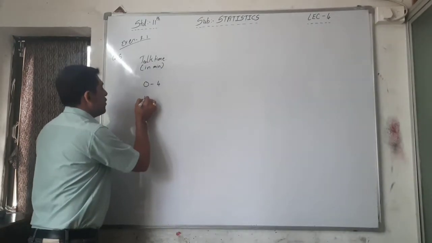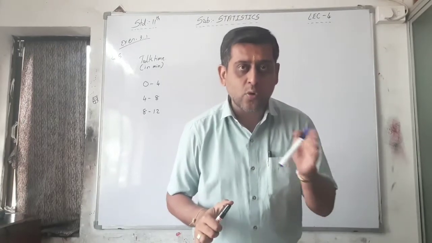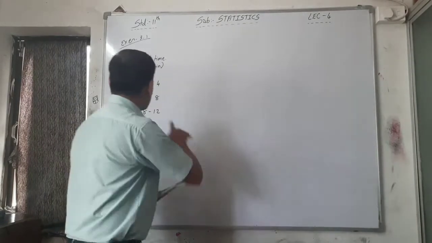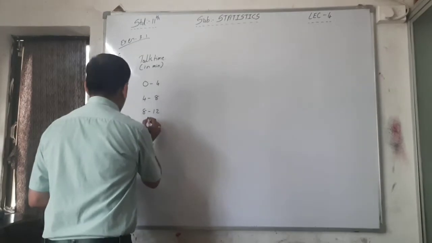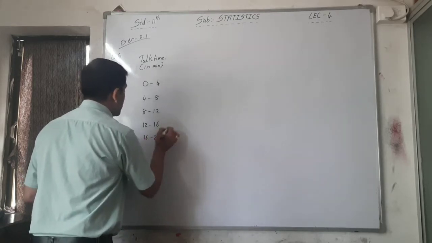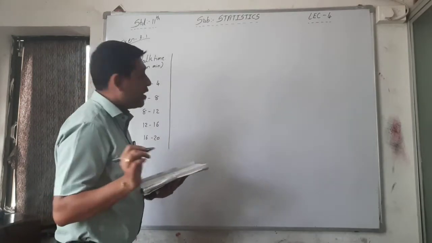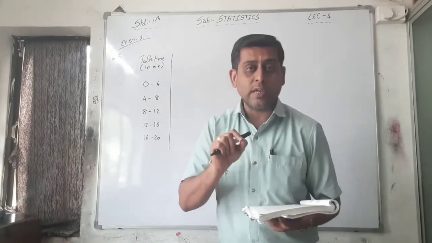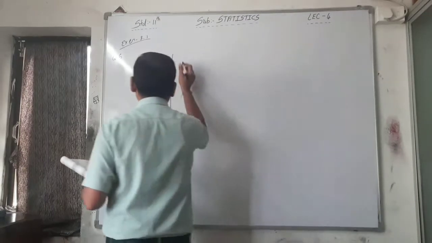Now the next ones are 4 to 8, then 8 to 12, and so on, just like 410 to 420, 420 to 430, and so on. Less than 8 gives 4 to 8, less than 12 gives 8 to 12, less than 16 gives 12 to 16, and less than 20 gives 16 to 20. Now it is continuous grouped data. The information in the textbook is not continuous grouped data, but now it has become so. The frequency, the number of calls, is given here.